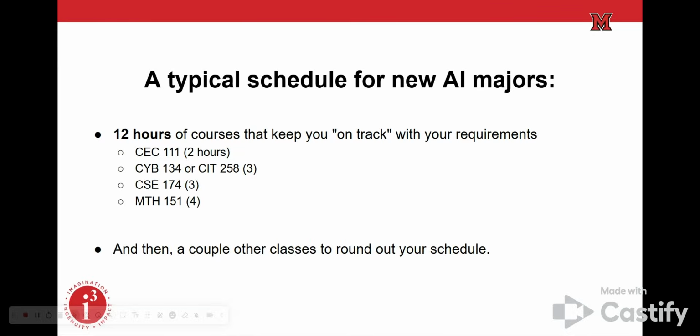So a typical fall schedule could look like CEC 111, CYB 134 or CIT 258, CSE 174, Math 151, and then maybe a few other courses. This is just an example of what a fall schedule could look like.